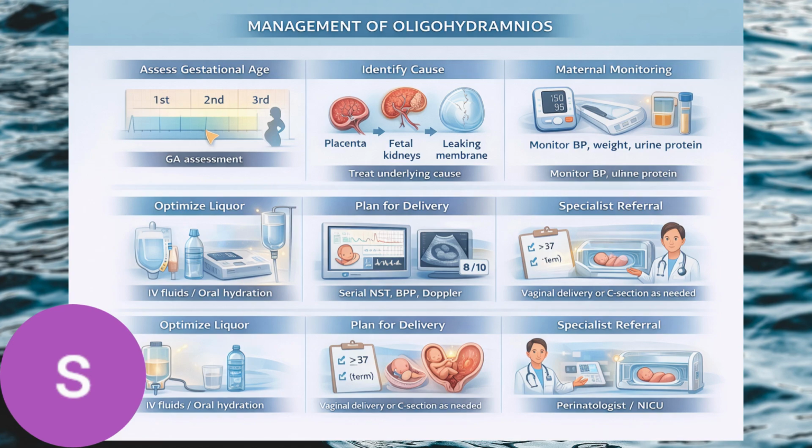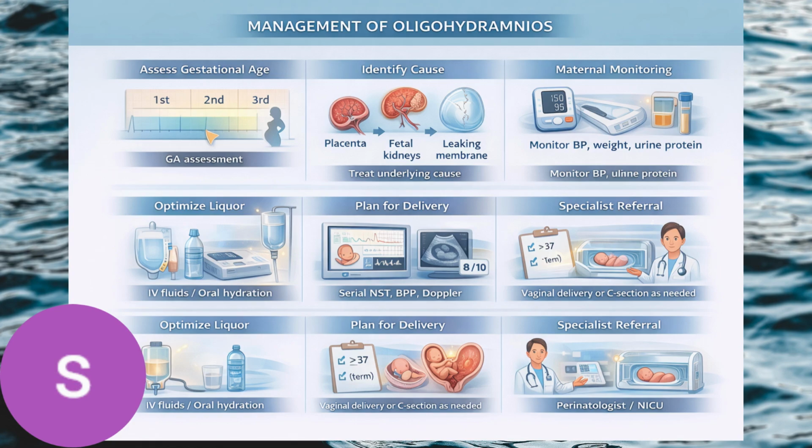Regular fetal surveillance is essential. This includes non-stress tests, biophysical profile, and Doppler studies to monitor for fetal distress or growth restriction. Increased monitoring is recommended in severe or persistent cases. Decision on delivery depends on gestational age and the fetal status. If the pregnancy is near term or there is evidence of fetal compromise, early delivery may be indicated. In preterm cases, conservative management with close monitoring is preferred until fetal maturity is adequate.